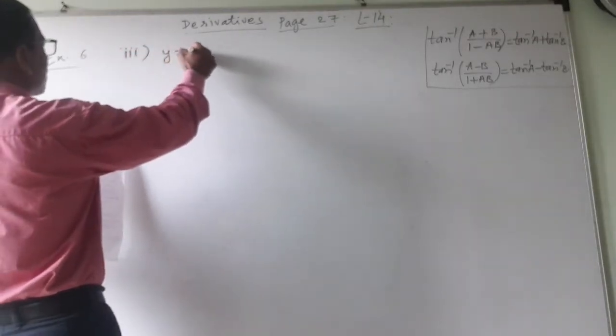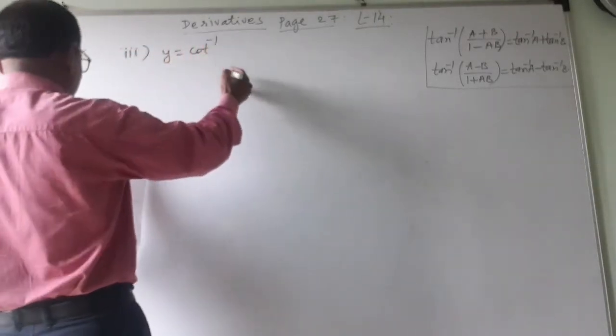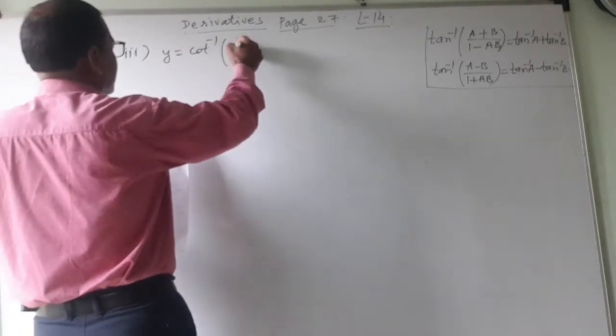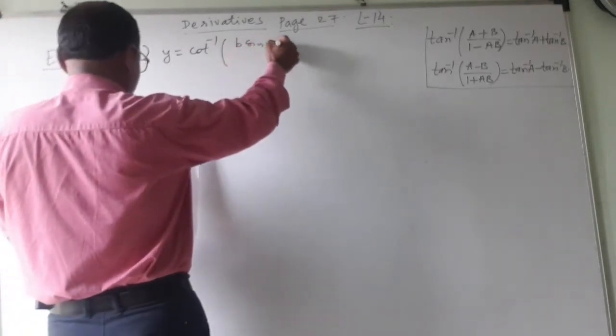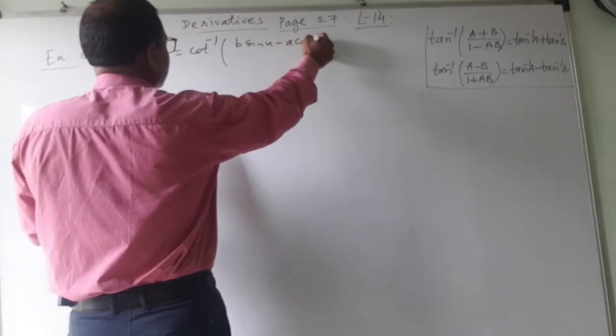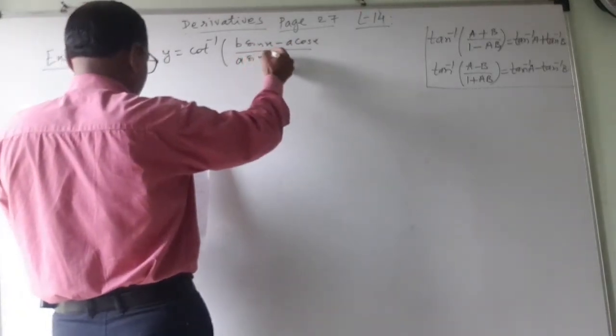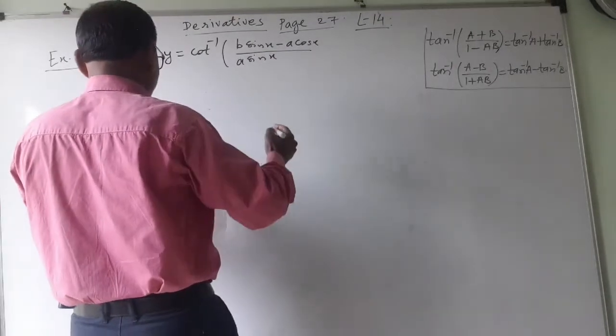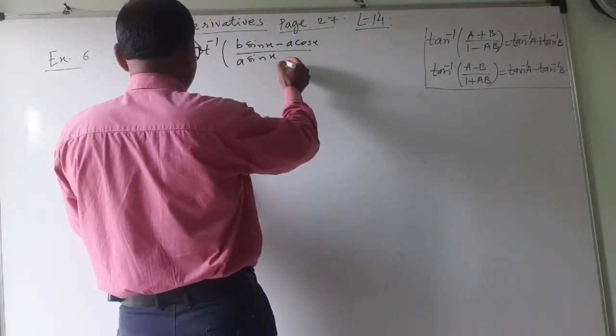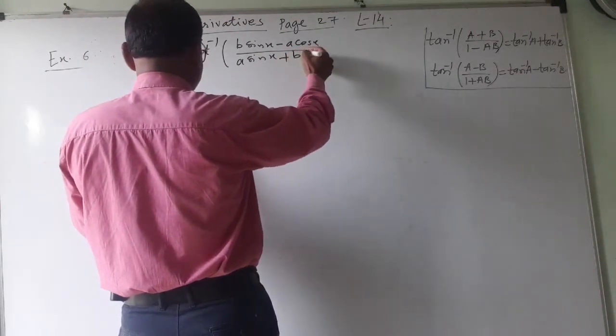y is equal to cot inverse of (b sin x minus a cos x) upon (a sin x plus b cos x).